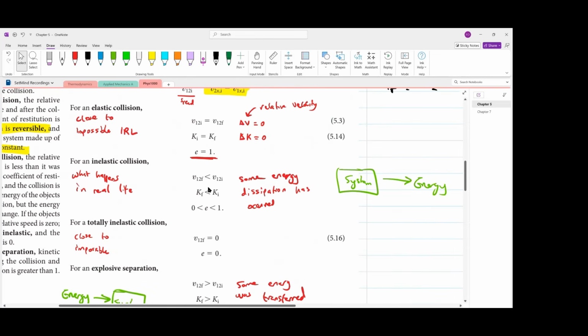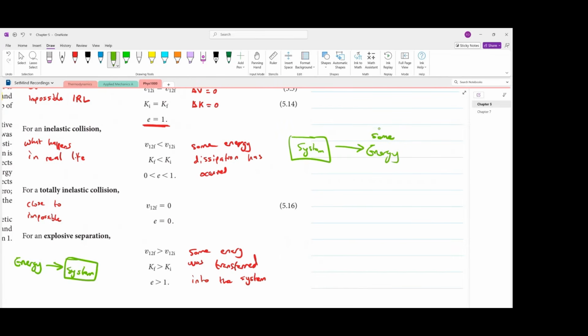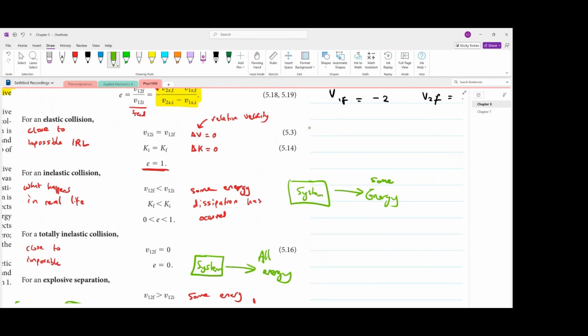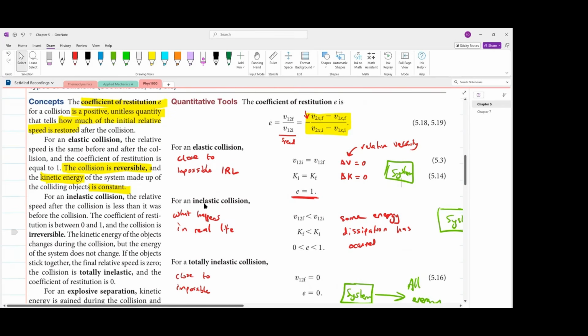For an elastic, energy does not go in or out, right? And for a totally inelastic, all energy leaves the system, all energy. So actually, let me just say some energy for inelastic, but for total inelastic, it is all energy. Okay, I hope you can see what is going on here, right? And then for an elastic, the system just stays as the system. Nothing changes, right? Okay. So that is it for the types of collisions.